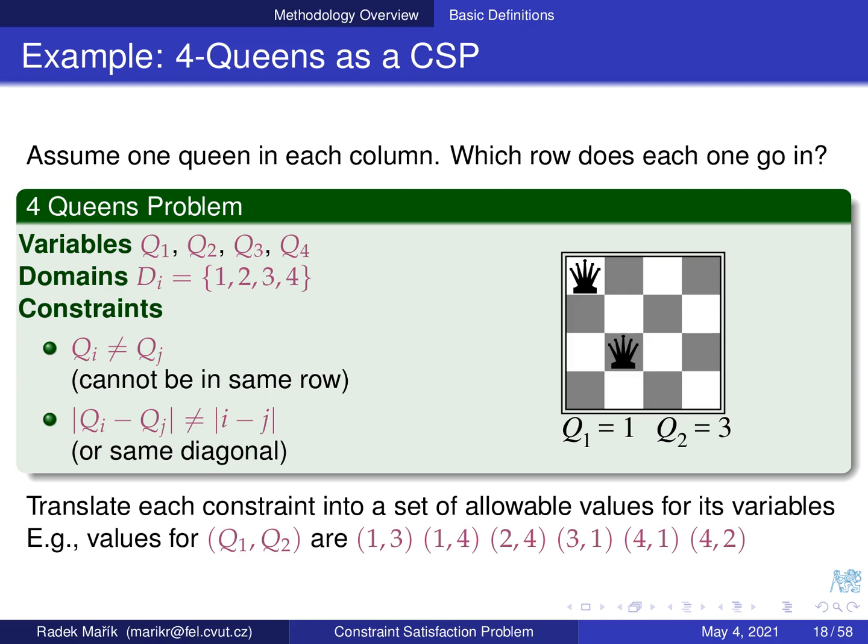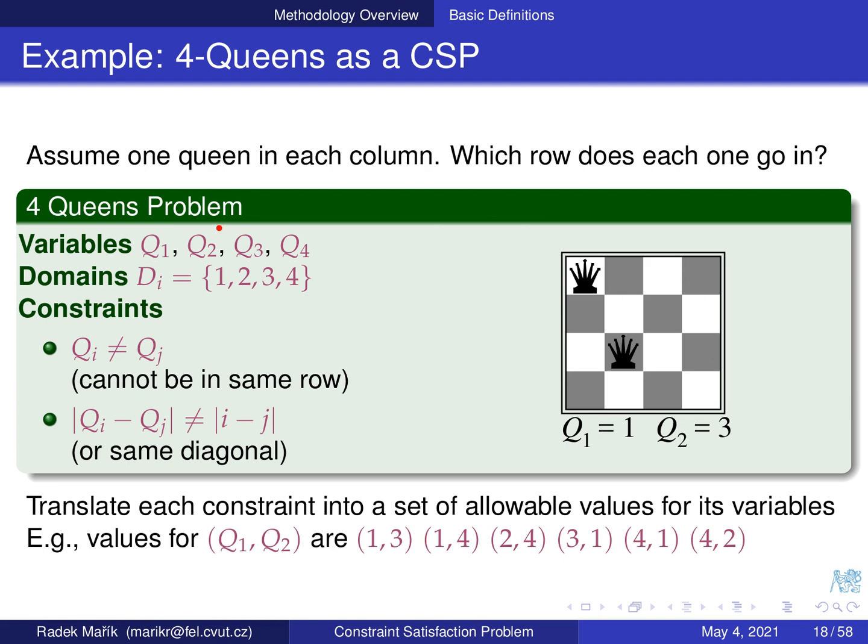I will show some examples on this quite easy problem. It is the so-called 4 queens problem, viewed as a CSP, and assume that 1 queen is in each column, and the question is how to place the queens in such a way that they don't attack each other.